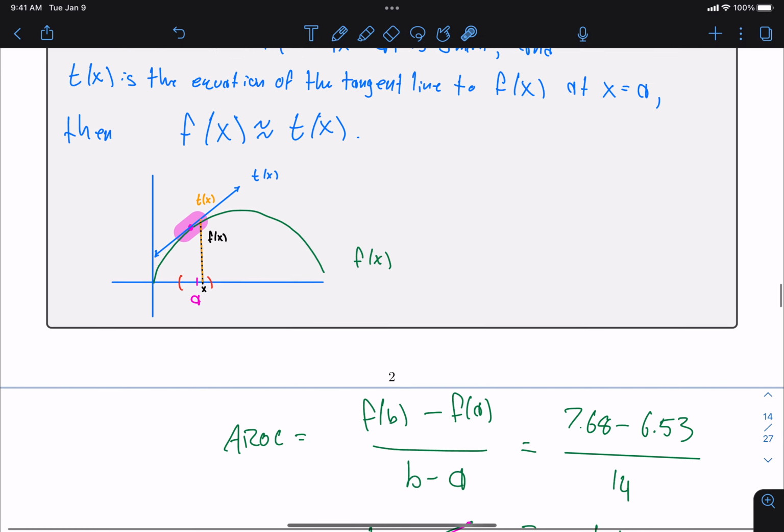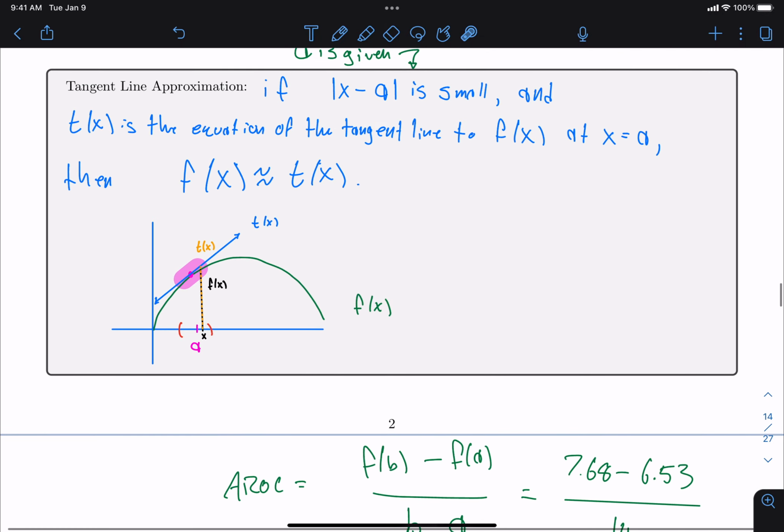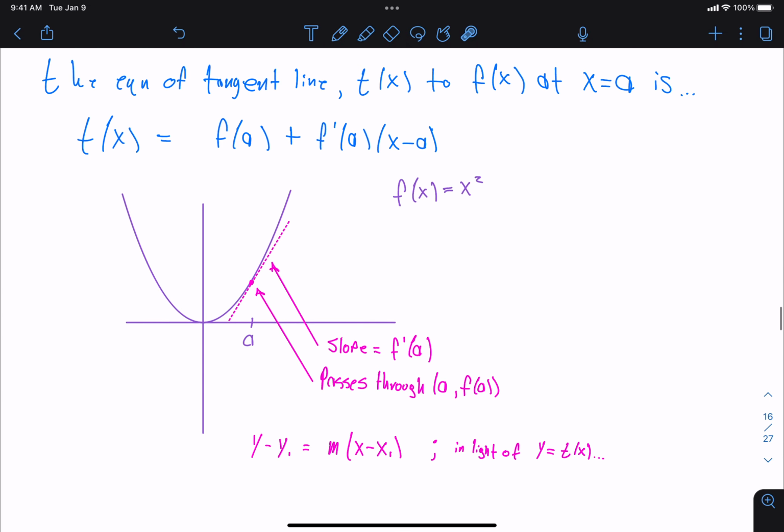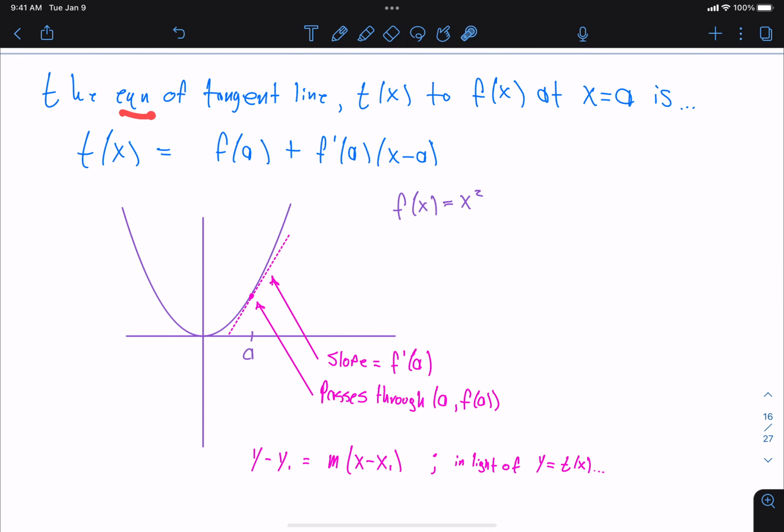Let's see how we actually do it. In order to do it, what we need to have is a formula for the tangent line. So that's what we're going to talk about really quickly. The equation of the tangent line, which we talked about last time, which we call T of x, T for tangent, to f of x at x equals a, is given by this formula. T of x is equal to f of a plus f prime of a times x minus a. That's a little bit confusing, but let me show you where that equation actually comes from.